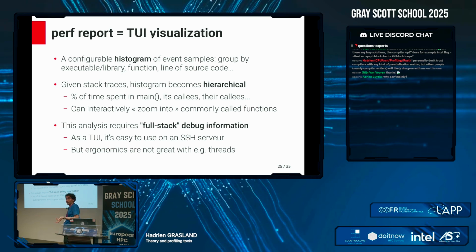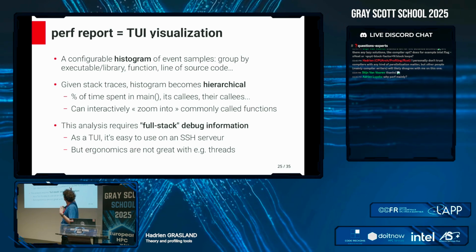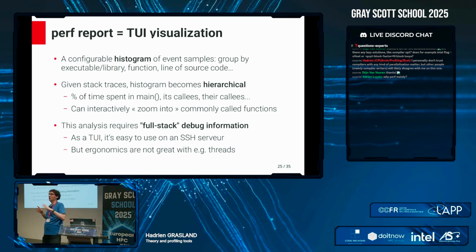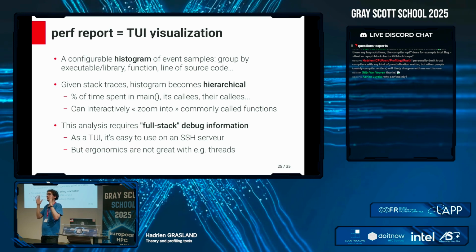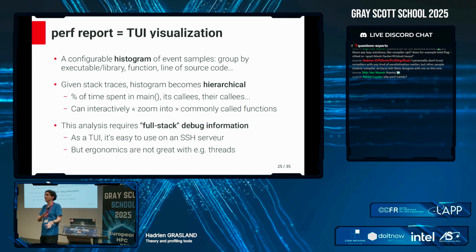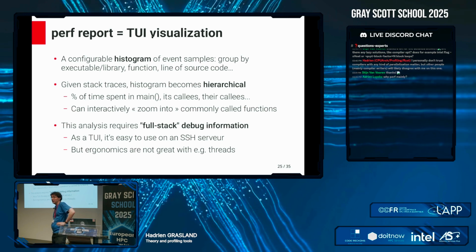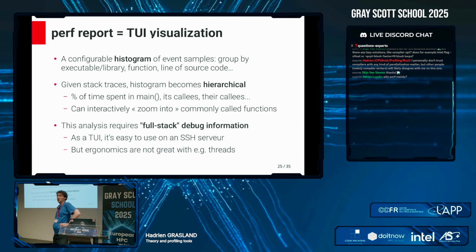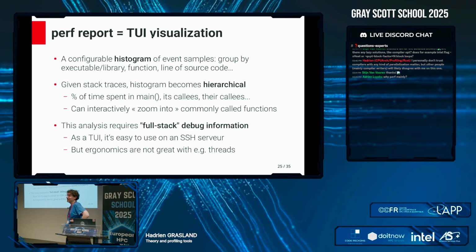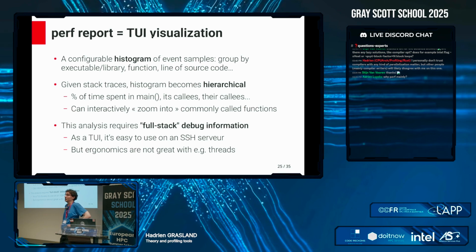Again, to get stack traces, we need some data, typically debug information, and this means that at the time you run perf report you need to have full debug information for your program and any library that it spends a significant amount of time calling. The good part of perf report is that as a textual user interface, it's very easy to run on your SSH server. The bad part is that as a textual user interface trying to display very complex statistical data, it's not the easiest to use.